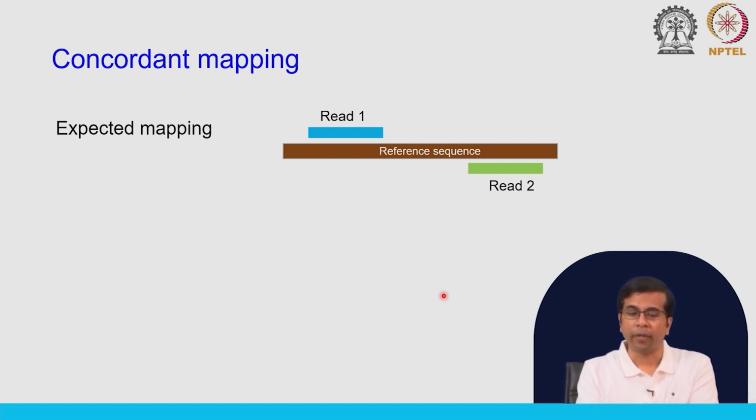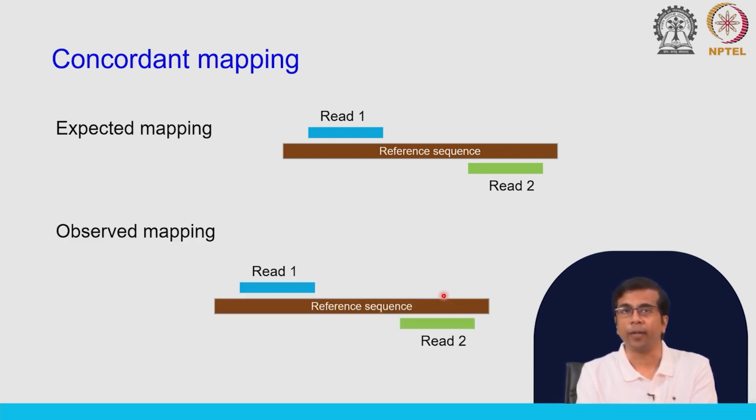But what will happen? Read 1 and read 2 also satisfy this minus FR option. Read 1 is in the forward direction and read 2 in reverse complement, or read 1 is reverse complement and read 2 is in forward direction. What we observe is that read 1 is upstream of read 2, and this is what is expected.